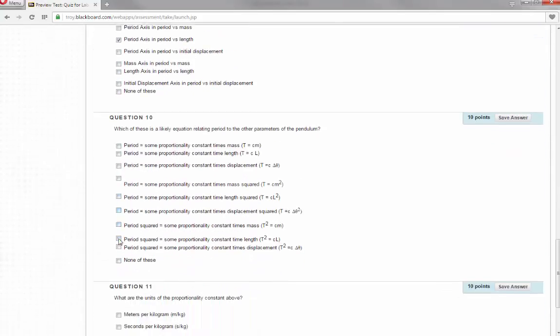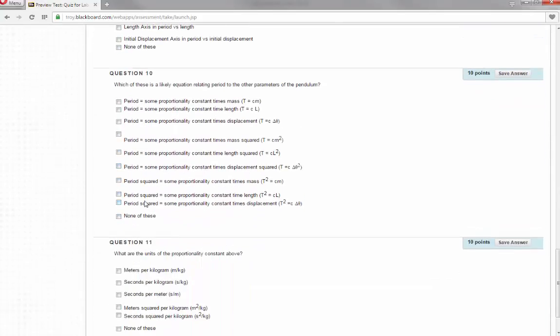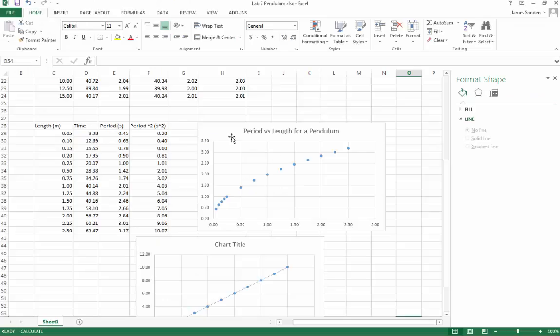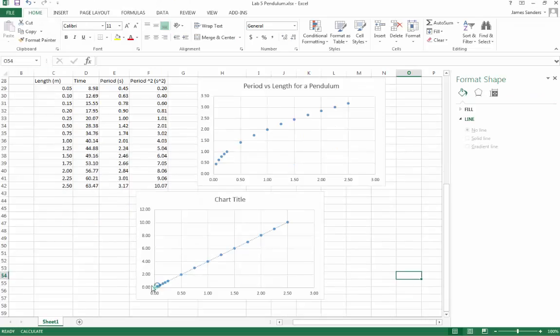So then I come down here, and question 10 is starting to look a little more odd. It basically says, which of these is a likely equation relating period to the other parameters in the pendulum? Now, before I go and select one, let's just come back here and look at what this graph looks like. This graph makes a line. All lines have the same basic equation.